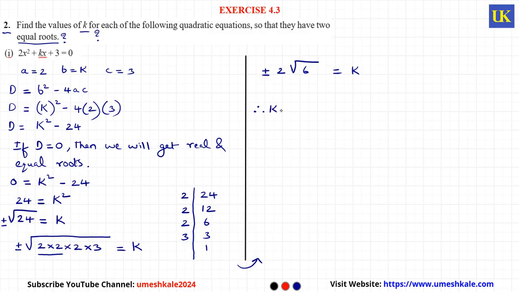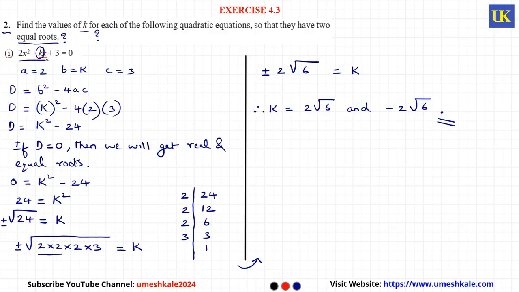So therefore k is equal to one time we can write it with plus, and one time we have to show it with minus 2 root 6. So this is our answer. So the value of k can be 2 root 6 and minus 2 root 6 to get equal and real roots.